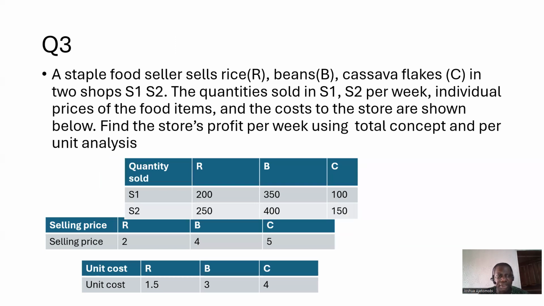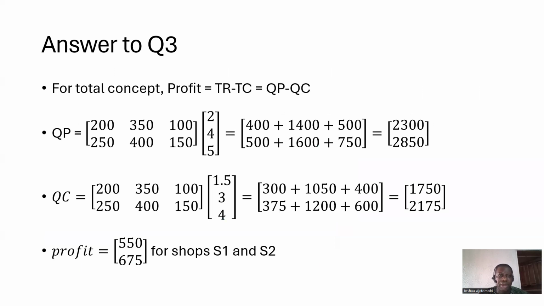The third example, a staple food seller sells rice, beans, cassava flakes in 2 shops, and we have the quantity sold, individual prices of the food items, and the cost to the store as shown below. We want to find the store's profit per week using total concept approach and per unit analysis approach. For the total concept, profit is the difference between the total revenue and total cost.